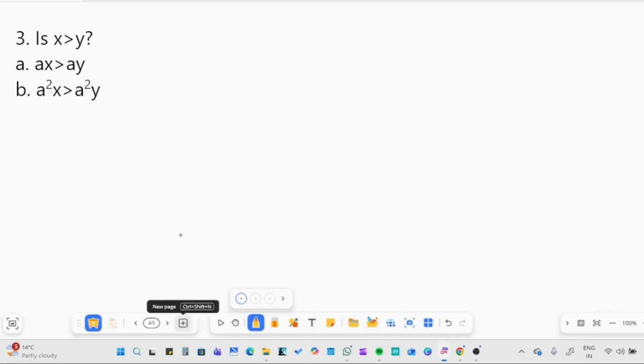Alright, let's see one more question. Question 3 says, is x greater than y?